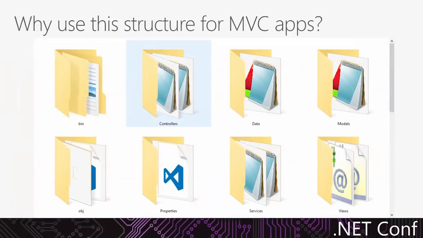So, why do you think it makes sense for us to use this type of organization for our web applications? Here's a typical MVC project structure, and you can see that it is simply organized based on the kinds of files that each folder holds.